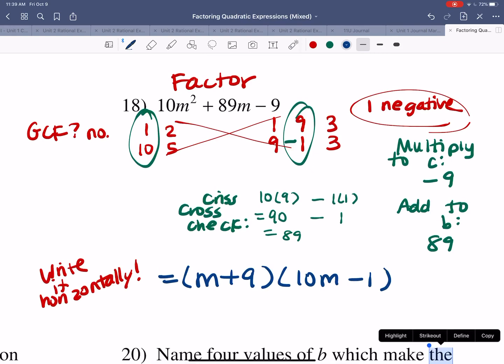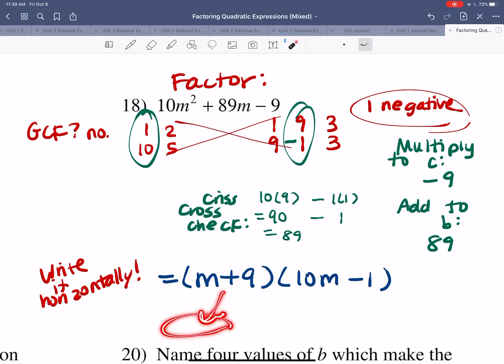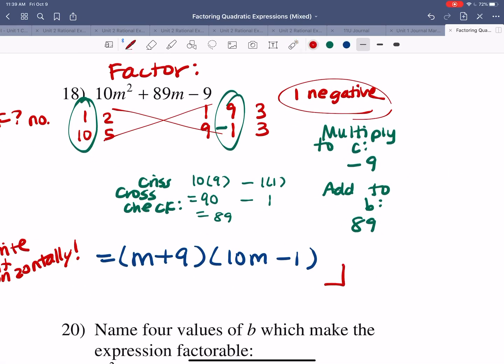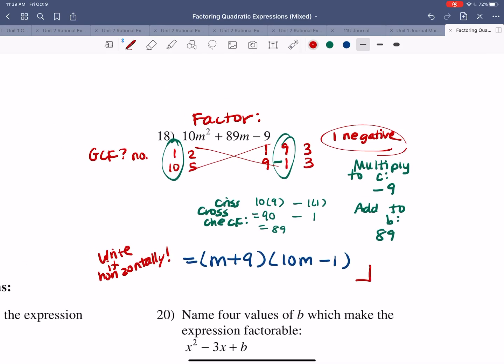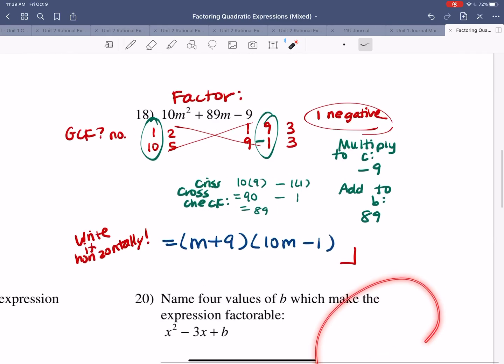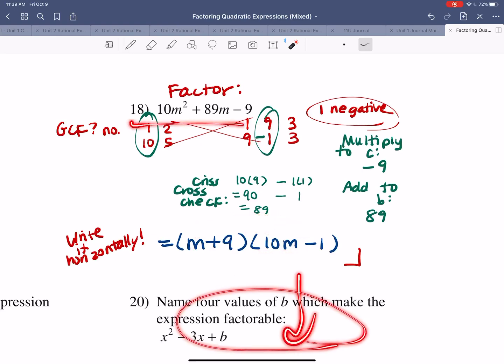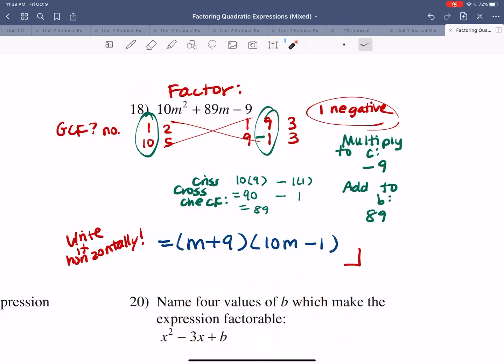Do I keep going? Well, the question was to factor. It wasn't to solve. If they asked to solve, then I would have to go and figure out what m is, like the x-intercepts. But it says just factor, so I stop there. And that's it. If you want to double check whether you completed this correctly, what you would do as a separate check is FOIL this and then check that it simplifies to 10m squared plus 89m minus 9.